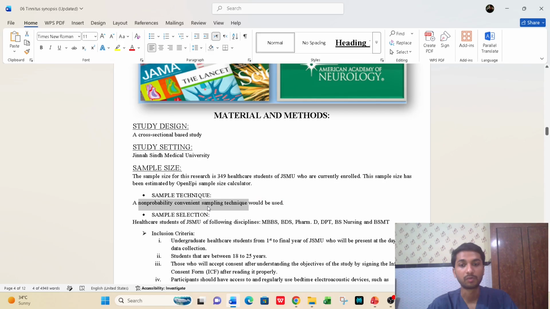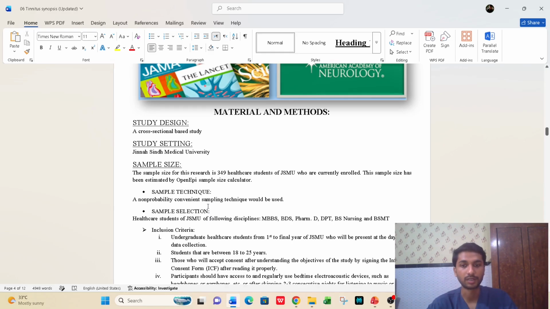Now, what is the non-probability convenient sampling technique? Let's say you have taken the data of 500 patients, and they were in your inclusion criteria when you were taking the data. But somehow they lost their follow-up, they lost their data, or they do not provide the main information, or they miss important information. Then you are not trying to include those patients or students. You exclude them even though they were included in the study. So that is the non-probability convenience sampling technique, which is by far the most used in many studies.